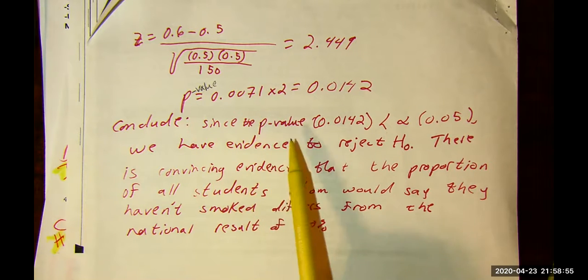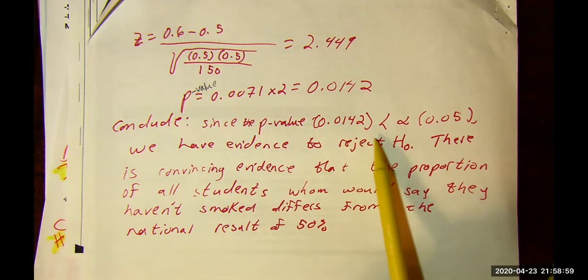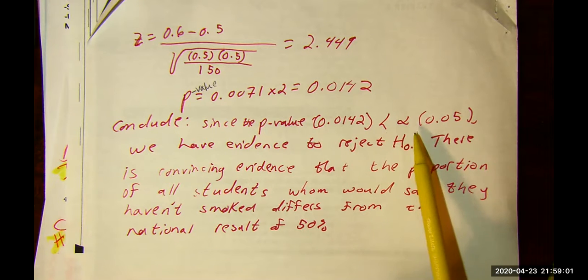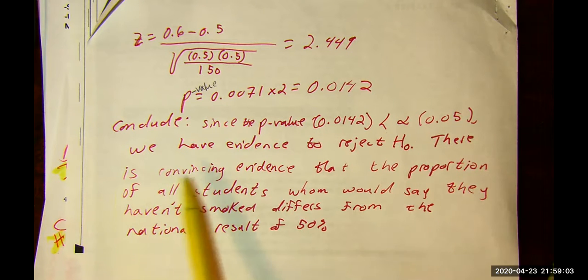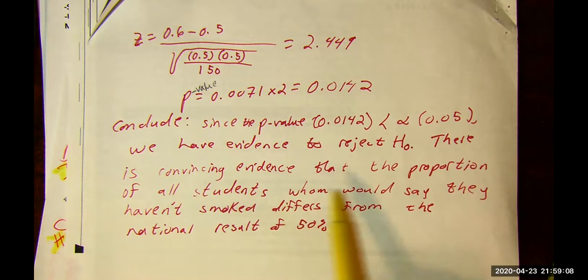Since the p-value, notice it in parentheses, 0.0142, is less than alpha 0.05, we have evidence to reject the null, H naught. There is convincing evidence that the proportion of all students who would say they haven't smoked differs from the national result of 50%. Please study this. Don't copy it, but copy it. You need to be this precise.